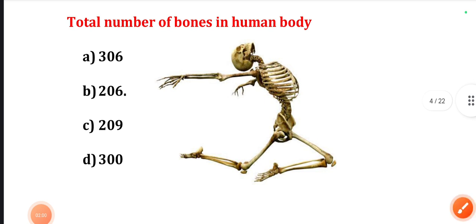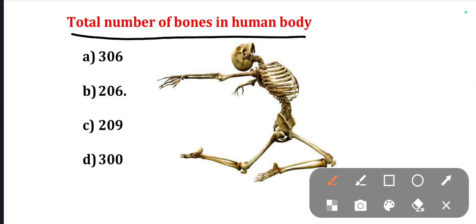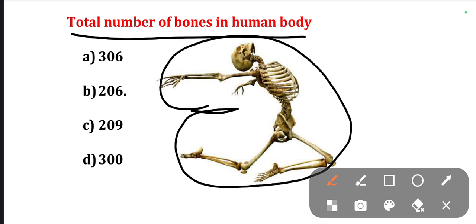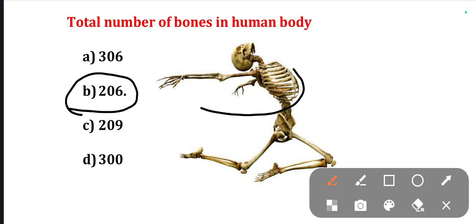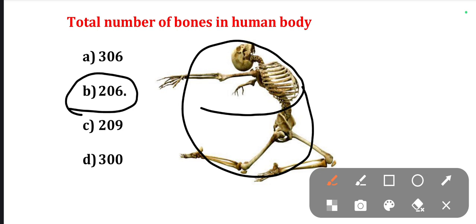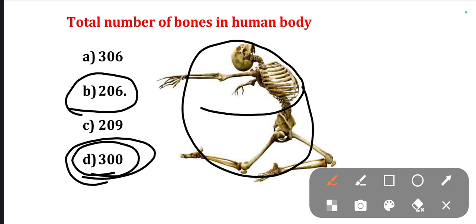The next question is the total number of bones in our human body. Here you can see the dancing skeleton. How many bones are present in our body? Options are 306, 206, 209, 300. The right number is 206. So 206 bones are present in the adult skeleton, and in the case of a newborn the total number of bones is 300. As we grow, the bones fuse together, and the final number is 206.